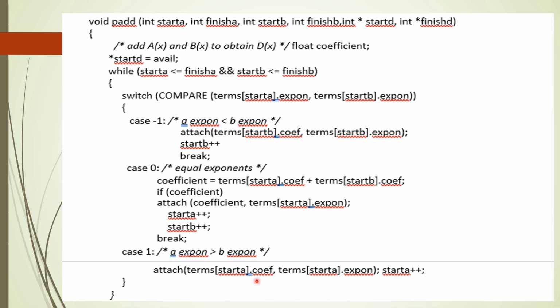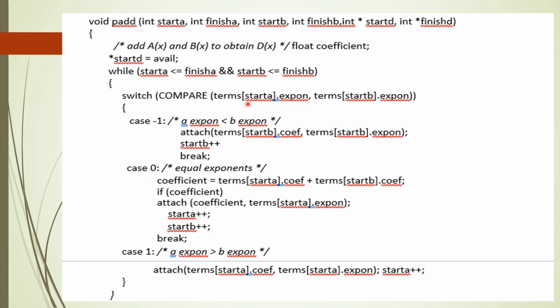If it is -1, that means when it returns -1, the leading exponent of the first polynomial is less than the leading exponent of the second polynomial. If that is the case, you have to add the term from the second polynomial to the resultant polynomial. By that time you have to increment start B.